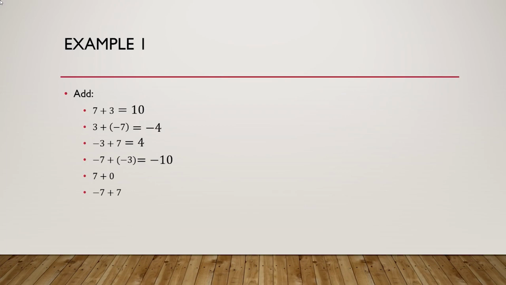7 plus 0. Anything plus 0 or 0 plus anything is just the anything, so it would just be 7. And then negative 7 plus 7, since you're starting off with 7, well, take the difference, which would be 0, and it doesn't matter what the sign is because 0 is not positive and it's not negative.